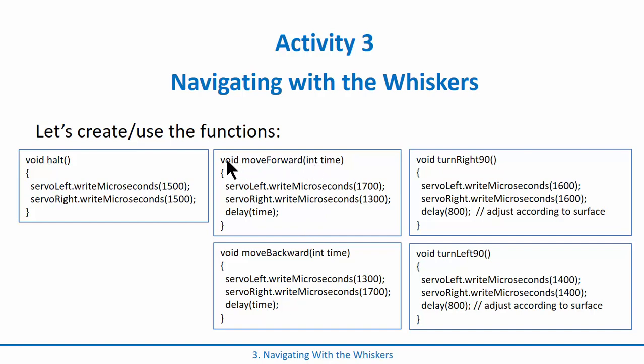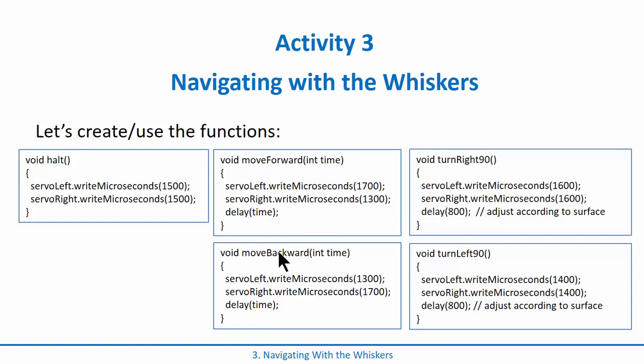So I have void moveForward. The void means that this function will not return anything, but I am going to pass in a parameter. The parameter is a variable named time that'll be used within here, and it's of type integer. The way I use it is, when I move forward, I'm going to do a writeMicroseconds. Let's go full speed ahead, 1700 on the left, 1300 on the right, and then let's delay for the amount of time that was passed in. So when I type time here, it's going to use the variable that was passed in.